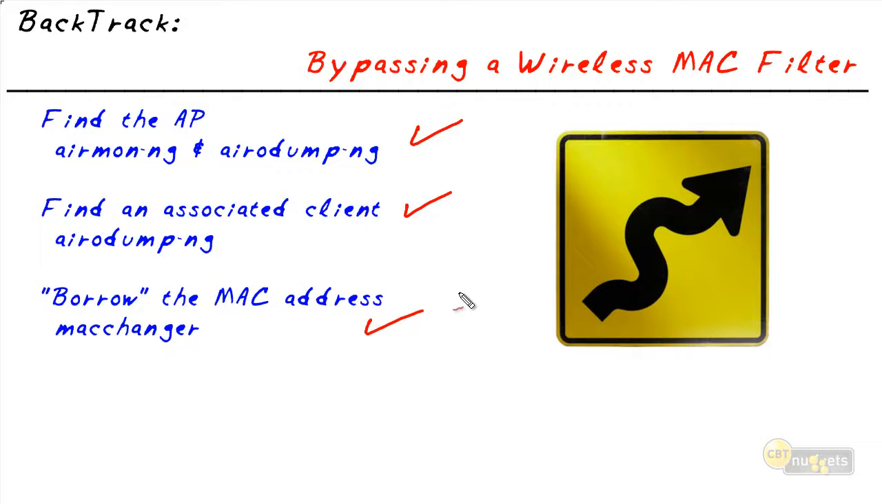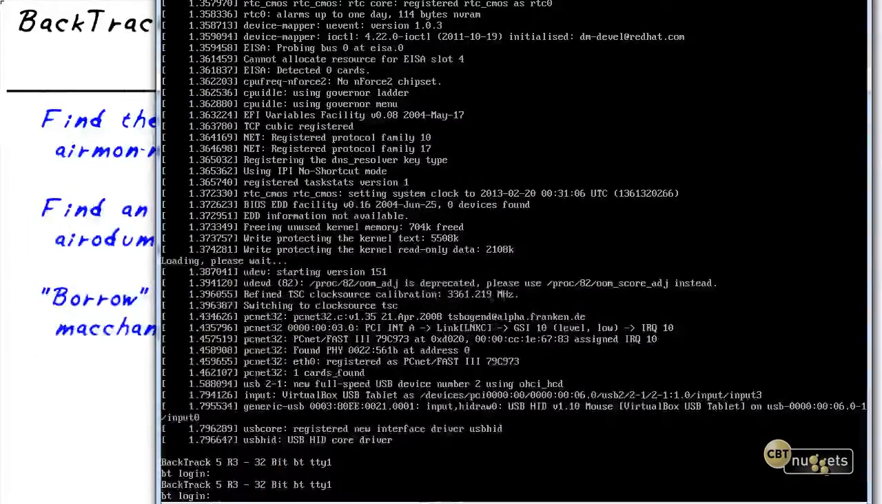We're not going to take it forever, but we are going to borrow that MAC address using a tool called MAC Changer. So if the MAC address filtering list on the access point says MAC addresses A, B, C, D, E, F are all good, we'll just become one of those MAC addresses and associate with the access point. Now, how do we go about demonstrating this?